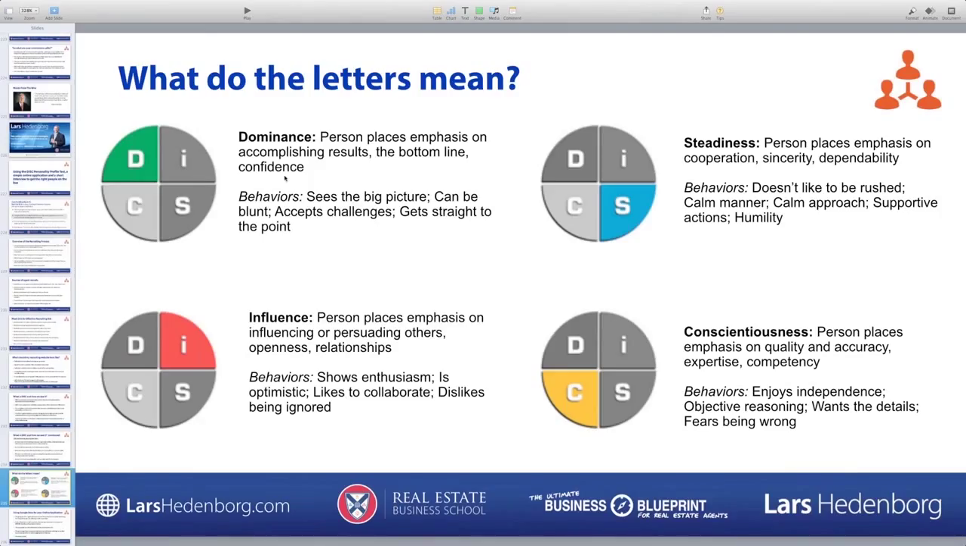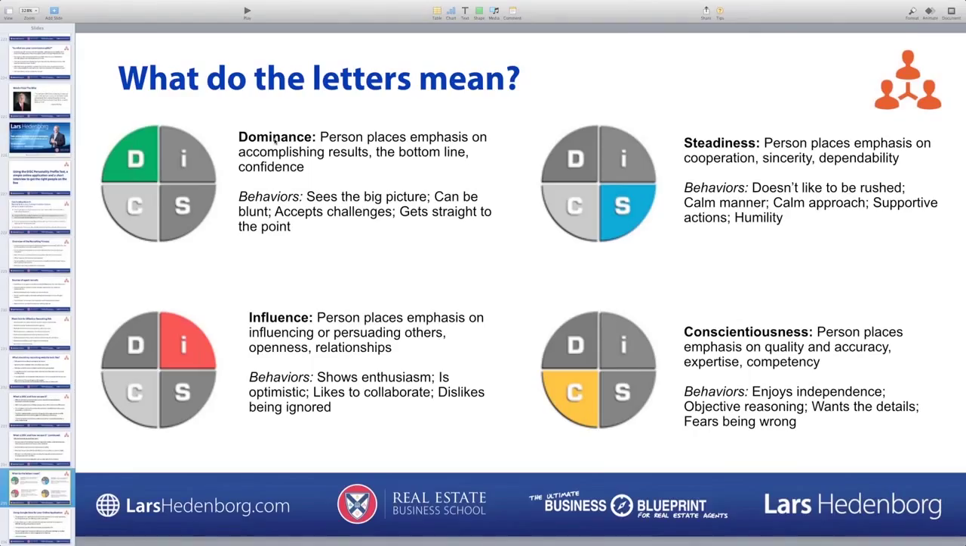So let me quickly run through what each of these personality types stands for. And there are different words that are associated with the DISC, but this is just one version of it. C I've heard as compliance before. S I've heard as supportive before. Influence is typically what I is, and dominance or driver I've heard for D. So a D personality person places emphasis on accomplishing results, the bottom line, and confidence. Their behaviors: they see the big picture. They can be blunt. They accept challenges. They get straight to the point.